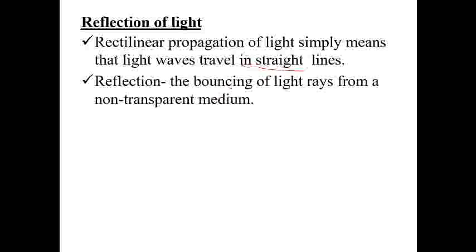And reflection means the bouncing of a light ray from what? From a non-transparent medium or an obstacle. Obstacle means something that cannot absorb and transfer light or ray, that only what? Reflects. When this light is incident on a non-transparent material or an obstacle, it reflects back, and this situation is named as reflection.